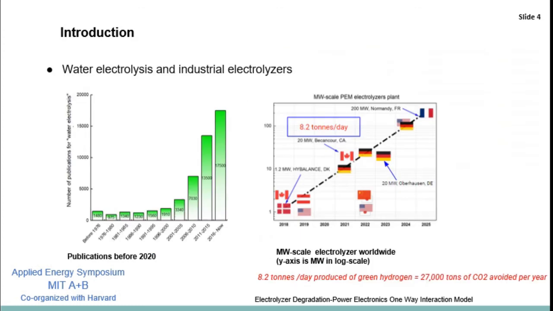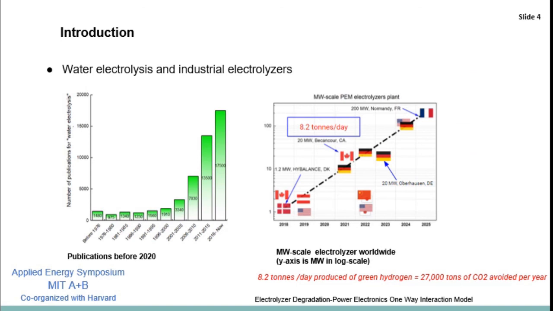Talking about water electrolysis. On the left side, the picture shows the number of publications before the year 2020. As we can see, since about the 1970s, the number of publications per 5 years increased exponentially. Recently, the power of electrolyzers has reached a megawatt scale.